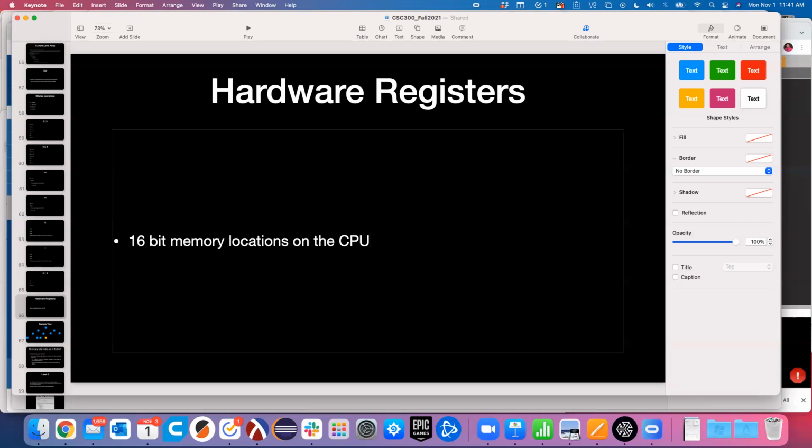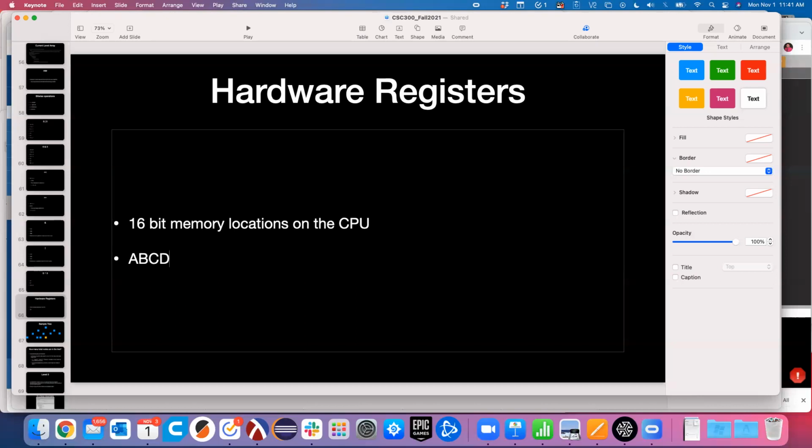Okay. Now, I could say, rather than storing one gigantic 16-bit value, maybe I want to actually store 4-bit values. Maybe I want to store 4 hexadecimal hextets, right? So maybe I want to store A, B, C, D. These are 4 hextets in a 16-bit register.